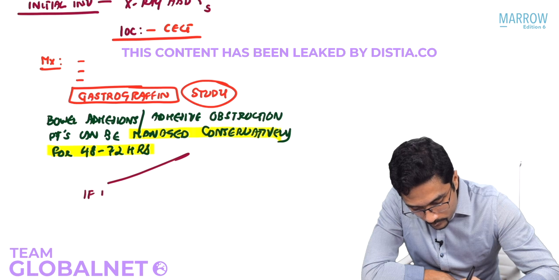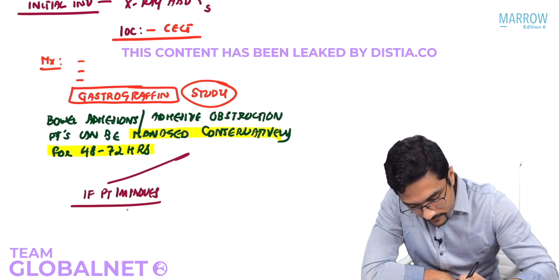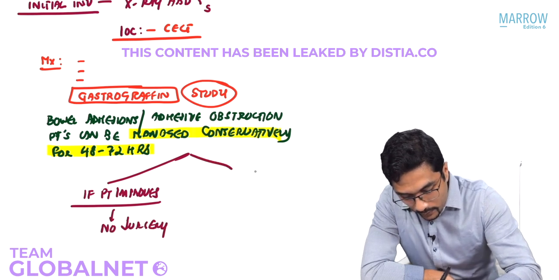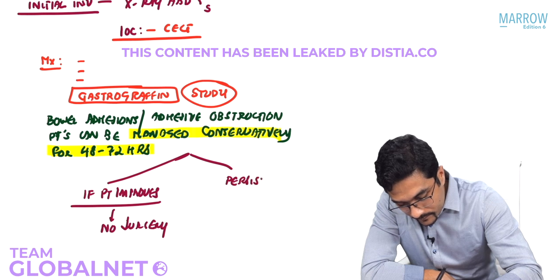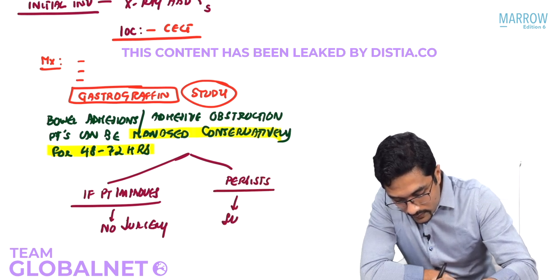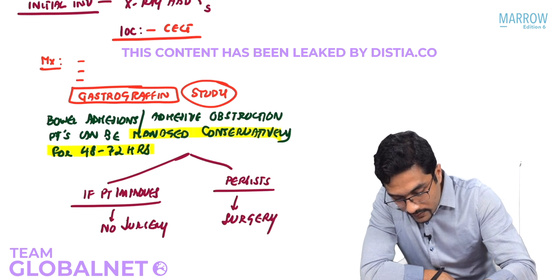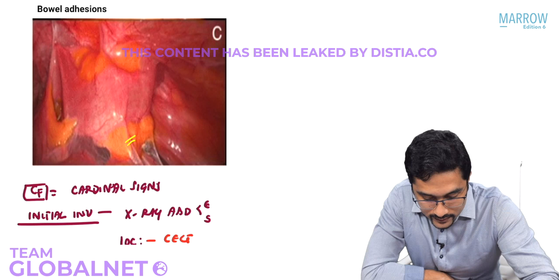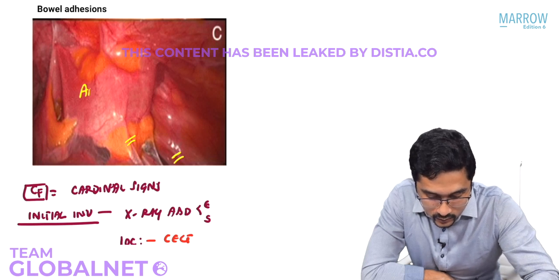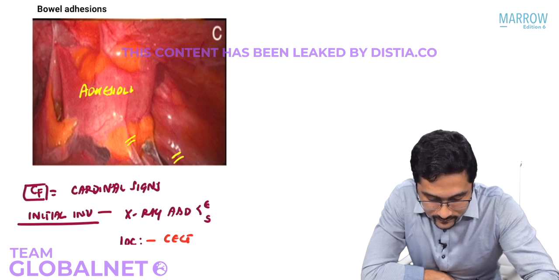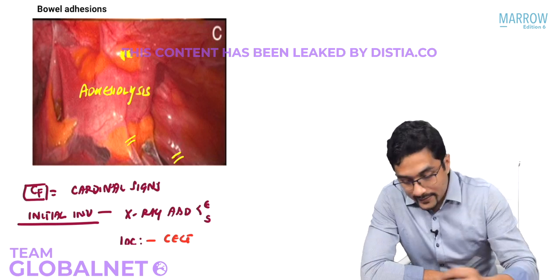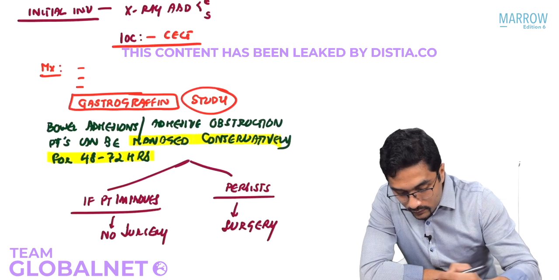If the patient improves, no surgery. But if the problem persists, then we need to carry out surgery. And what will be the surgery for bowel adhesions? Look here, I need to cut these adhesions, which are here. So the surgery is known as adhesiolysis. So adhesiolysis will be done.